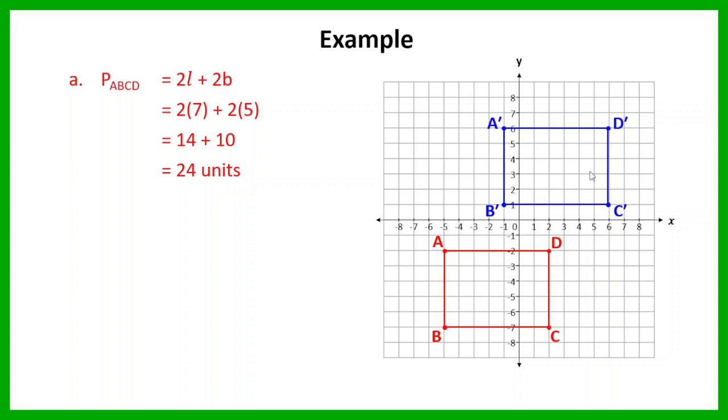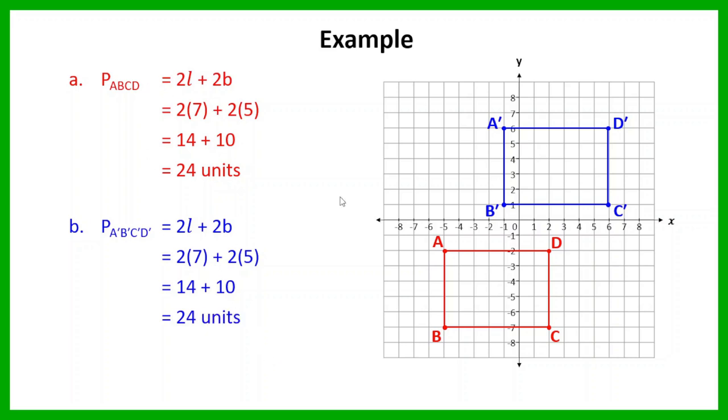Now let's have a look at the perimeter of the image of ABCD after the translation. Same formula, but now we're doing the image of ABCD. Then we're going to fill in our length and our breadth. If you look at this rectangle over here, the length is from negative 1 to 6, a distance of 7. And the breadth is from 1 up to 6, a distance of 5. So we have the same length and the same breadth as before, giving us 14 plus 10, which gives us a perimeter of 24 units. So the perimeter for both of these is equal to each other.